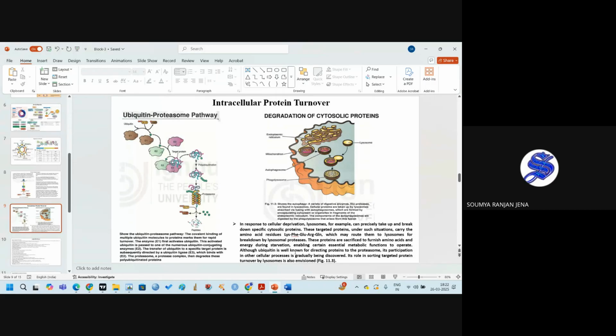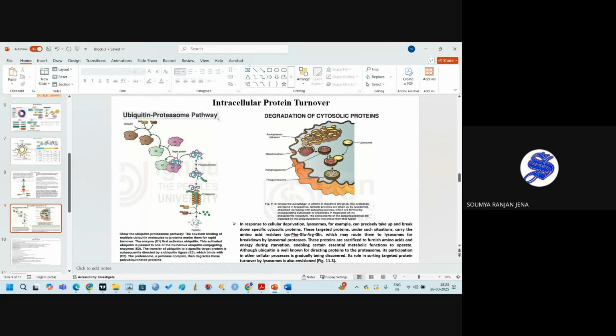Although ubiquitin is well known for directing proteins into the proteasome, its participation in other cellular processes is gradually being discovered, and its role in sorting targets to the lysosome is envisioned. Mostly the ubiquitin process is utilized, but during starvation, deprivation or any stress condition, the lysosome fuses with the organelles, and this process is called the autophagic process.